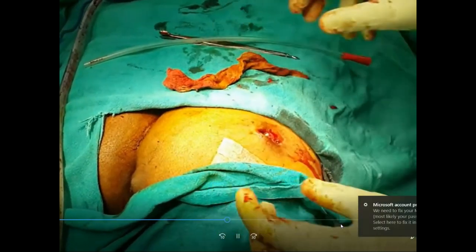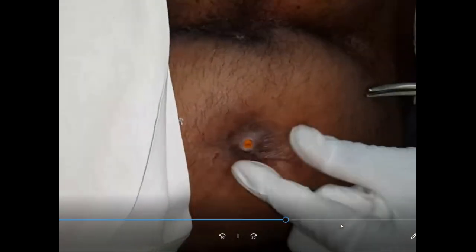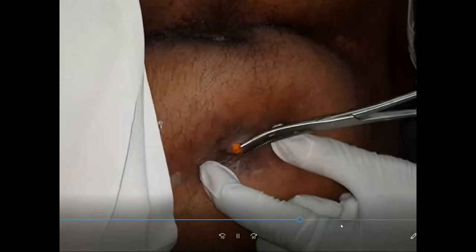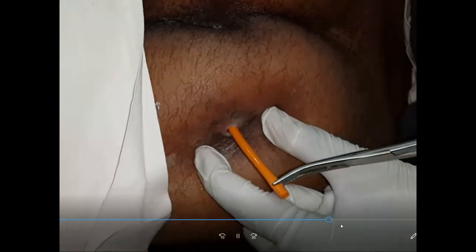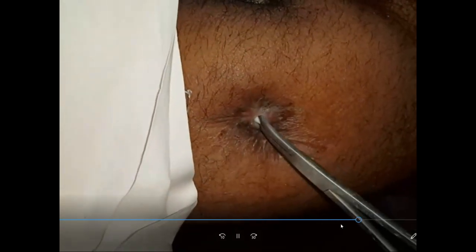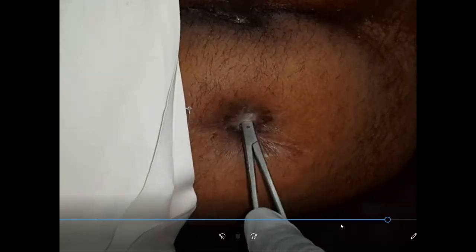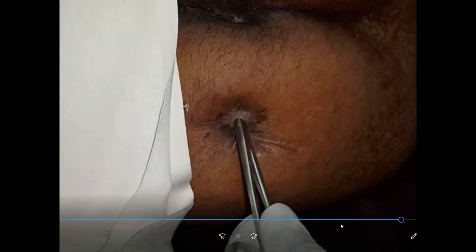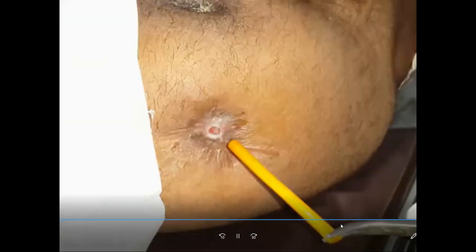During post-operative care, the tube is taken out before every dressing. The tract is cleaned with a cotton swab mounted on an artery forceps. After the tract is cleaned, the tube is put again. As the deeper tract starts healing, the length of the tube can be shortened gradually. After the deeper tract heals, the tube insertion can be stopped.